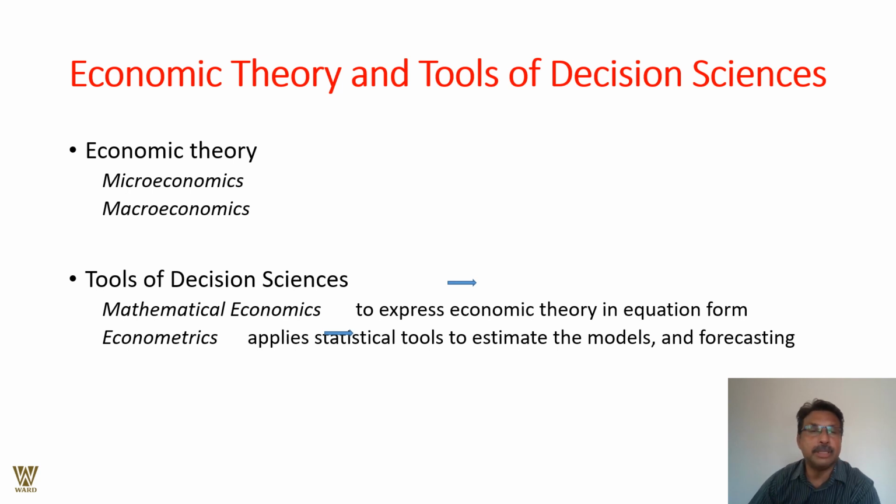What does economic theory say? It is of two kinds: the small, the microeconomics, and the macroeconomics, the big economics. Tools of decision science, mathematical equations, are used to express the economic theory in equation format. And how does it go around here? To express the economic theory in equation, econometrics applies statistical tools to estimate the model and forecast, thereby. That is what we should be looking forward to.